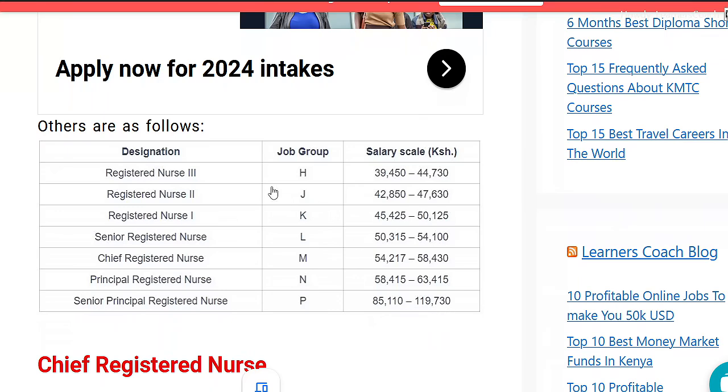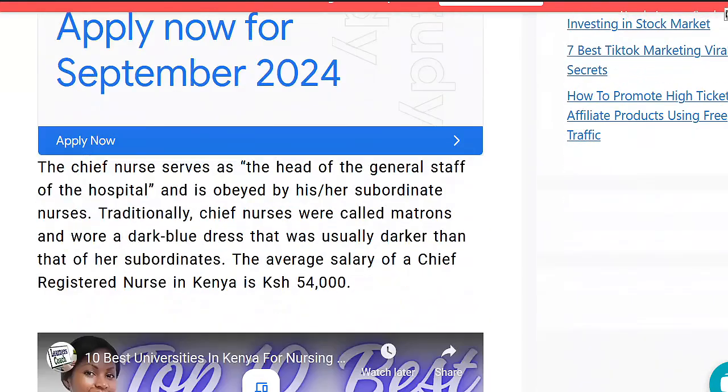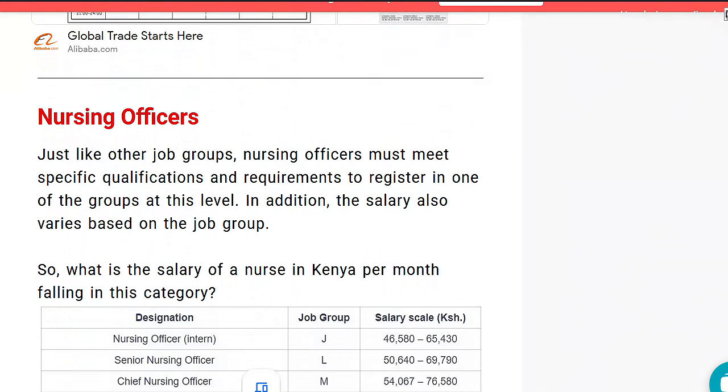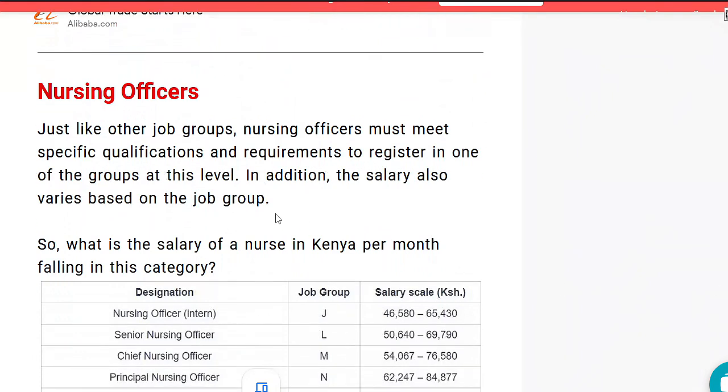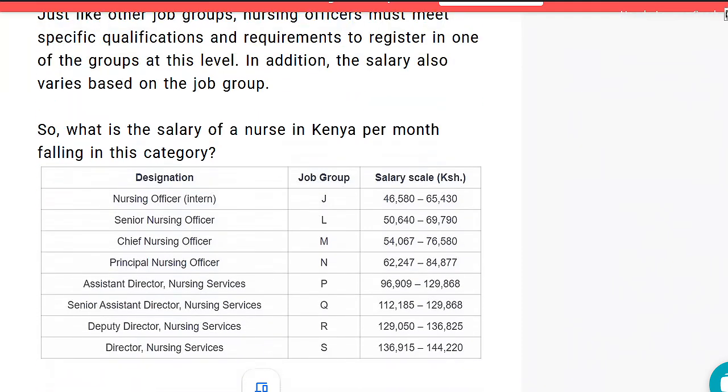As I mentioned before, they can always be reviewed upwards or downwards. So these are the key registered nurse designations that you can find. I've already mentioned the chief registered nurse, who has an average salary of 54,000 Kenya shillings. We also look at nursing officers. This is another category. Nursing officers must meet some qualifications, but since we just want to understand their salary, we start with the nursing intern.